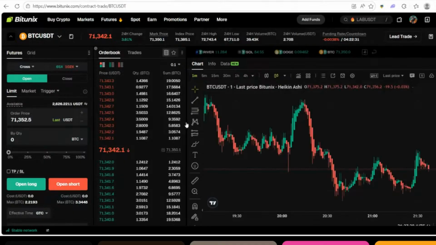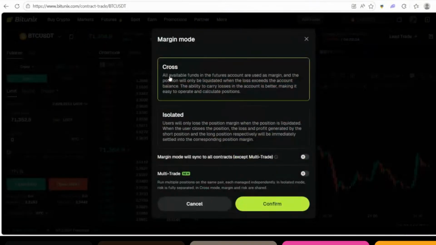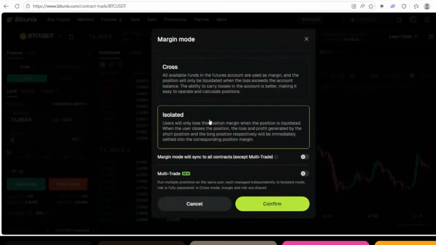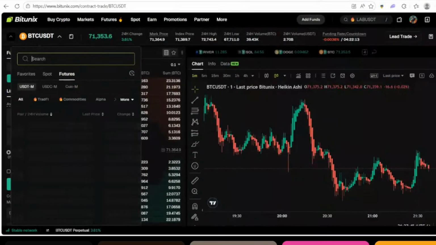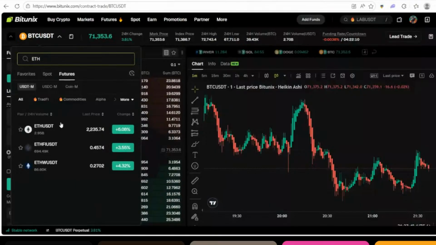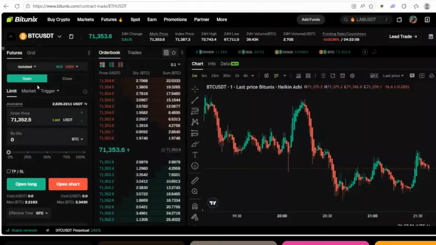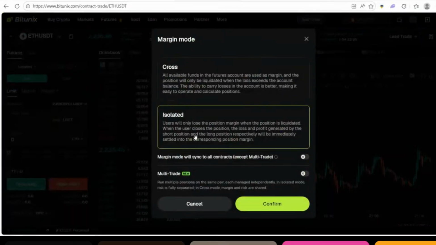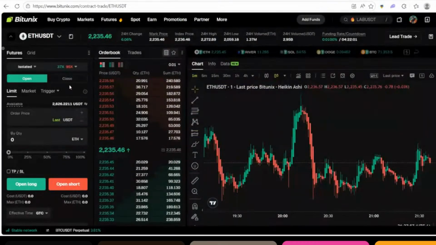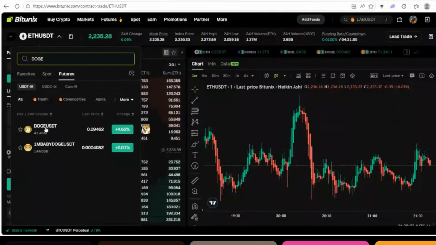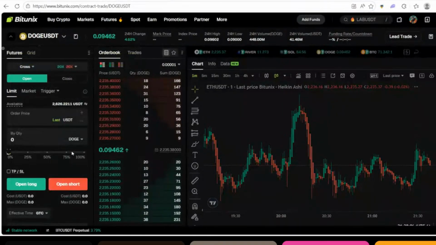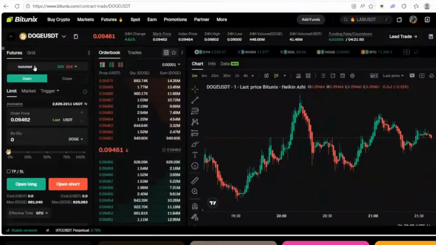Okay. Now, once you're in the charts, you go to your top left. You see how my Bitcoin, and then see how it says cross here? We go to isolated. So make sure every time, or just do it right away. If I'm going to trade Bitcoin, just go to the coins that you're going to be trading. So I'm going to be trading Ethereum, so I'm going to click on Ethereum, and then I'm going to go ahead and change that over to isolated. I'm going to confirm it. I'm going to be trading Doge. Go over to Doge. Turn that to isolated, and that's it.